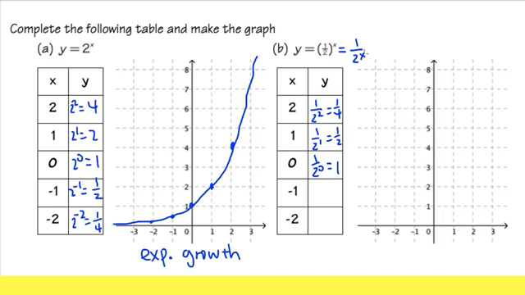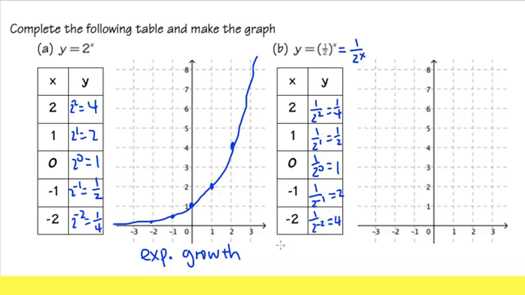Put a -1 in here, we have 1/2 to the -1. 2 to the -1 on the bottom, you bring that to the top, so you just get 2. Lastly, put the -2 in here, we have 1/2 to the -2. That's you bring the 2 to the top and you get 2 to the 2, which is just 4 like this.